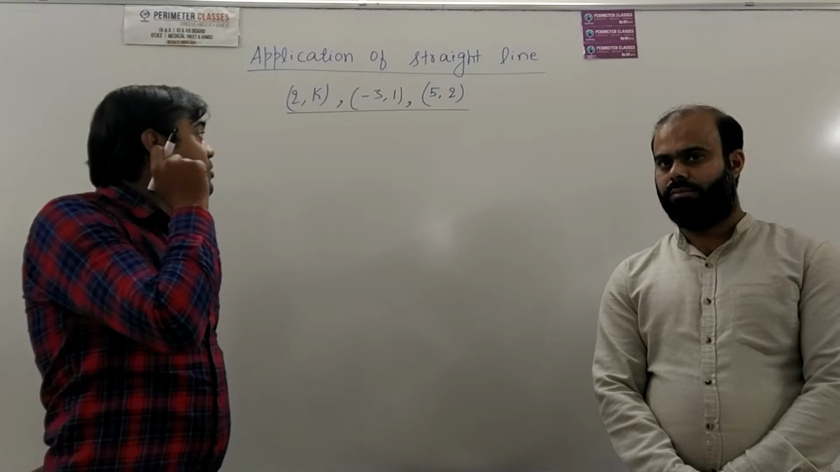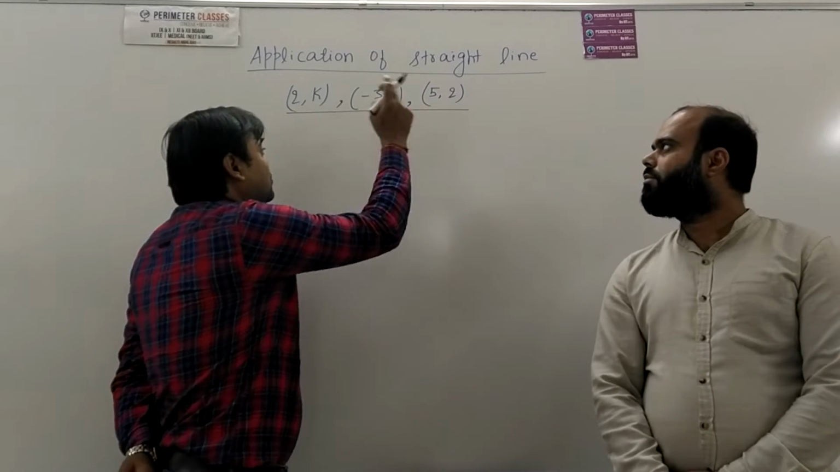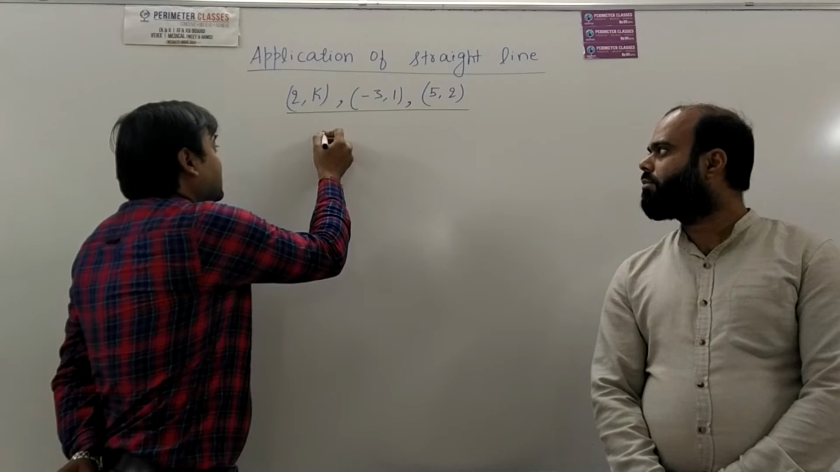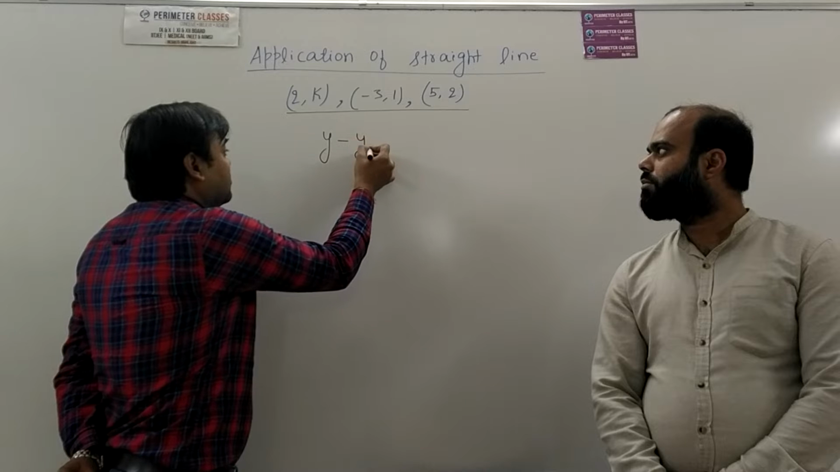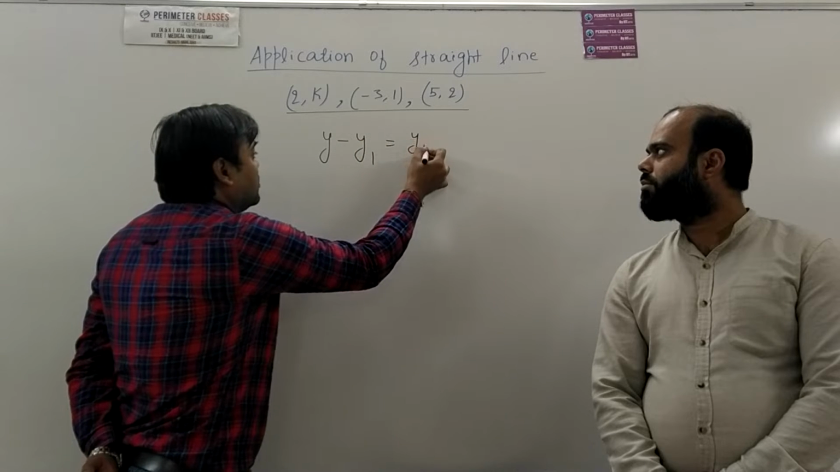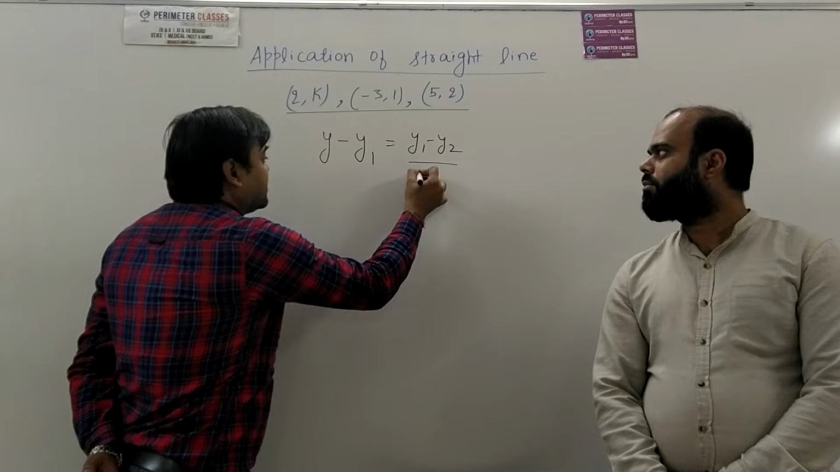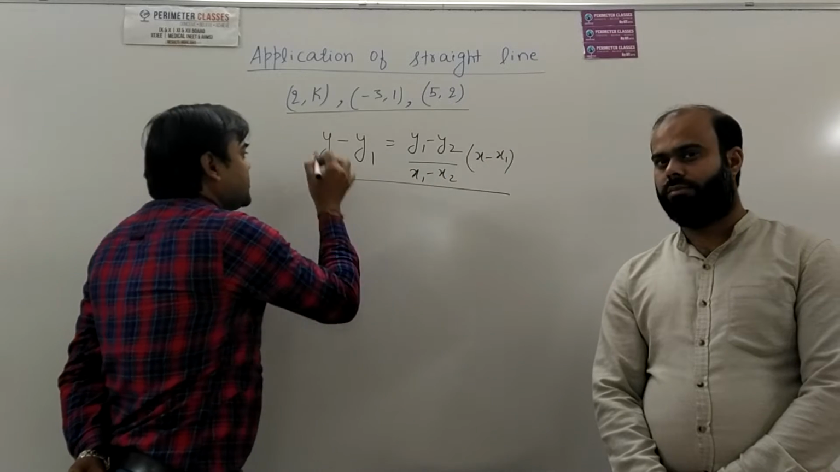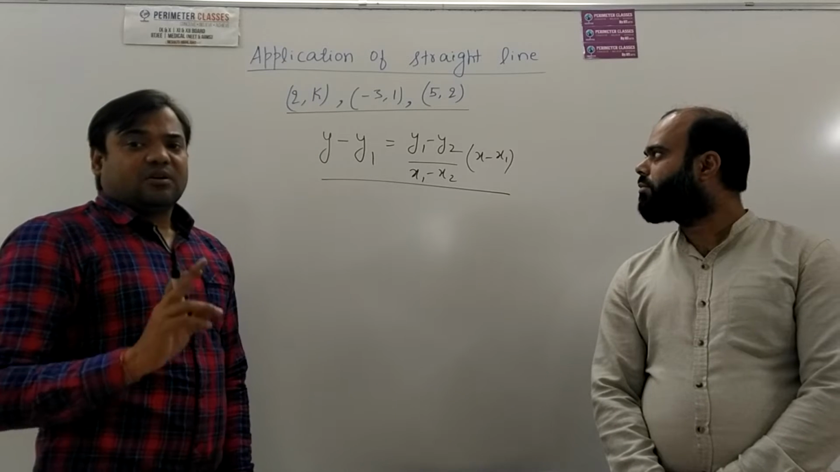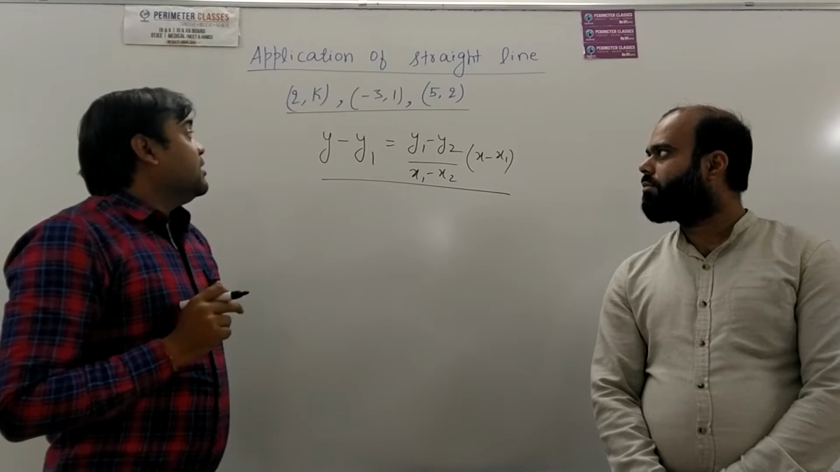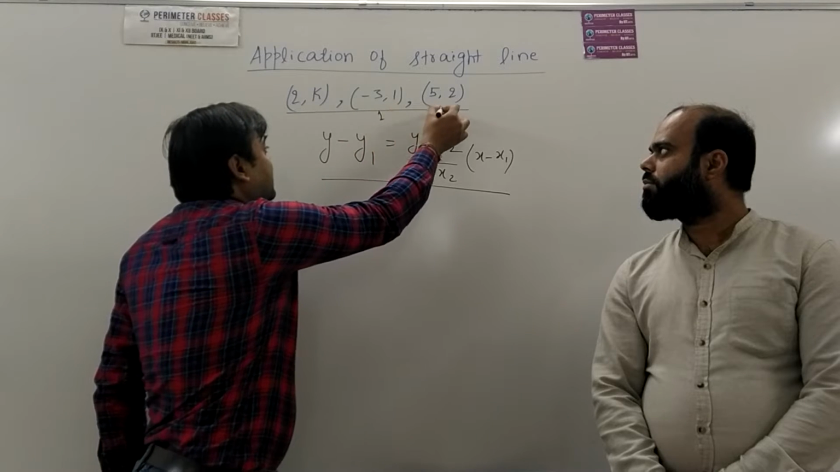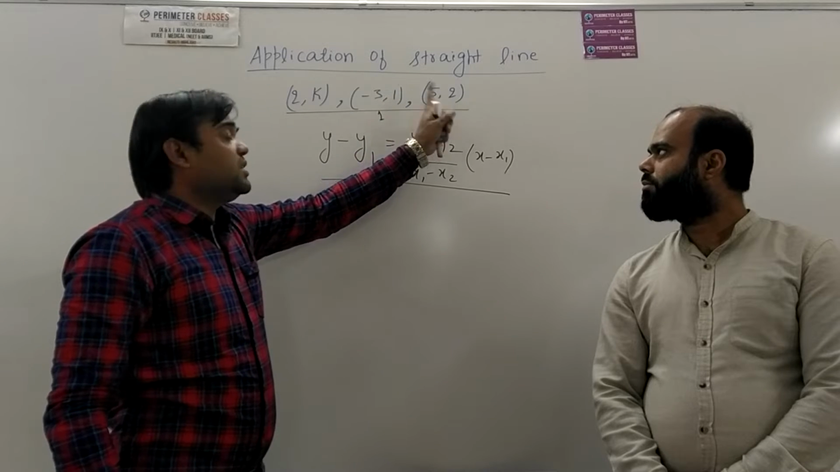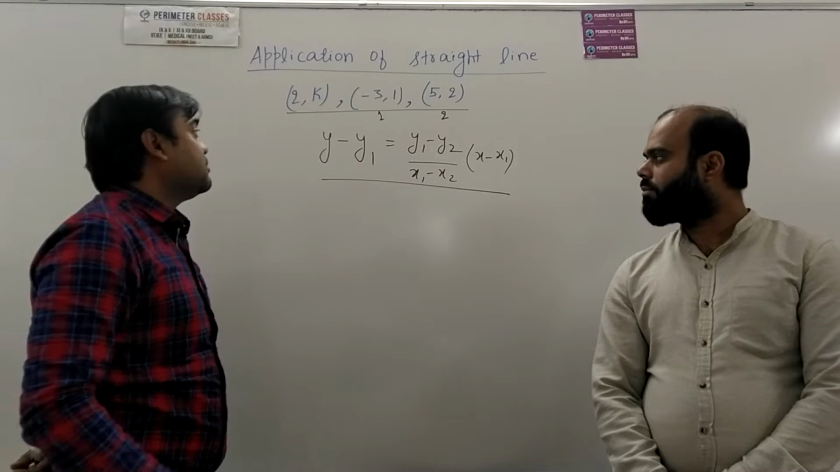Now, using the coordinates of these 2 points, I can easily write the equation of a straight line. If you remember, one form of a straight line was y minus y1 is equal to (y1 minus y2) upon (x1 minus x2) into (x minus x1). This is one of the forms where the coordinates of 2 points are given. Let us say this is our point number 1 and this is our point number 2. So this represents x1, this is y1, this is x2 and this is y2. So let us put the values of all these numbers.